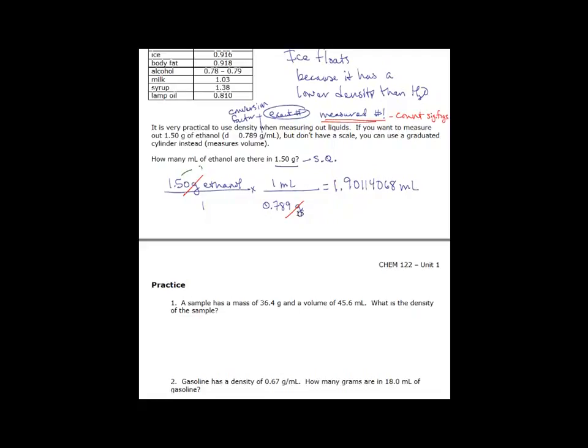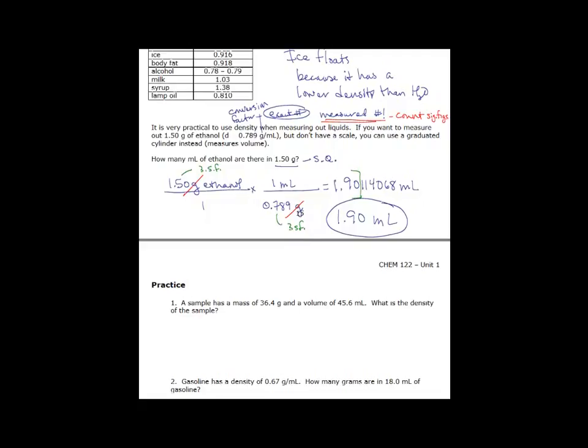So this number has 3 sig figs. This number has 3 sig figs. Since it was division, my answer can't have more sig figs than either of the original numbers. So we're going to have 3 sig figs in our answer, and this is our answer. Don't forget to put the units. So that's one way to solve this density problem.